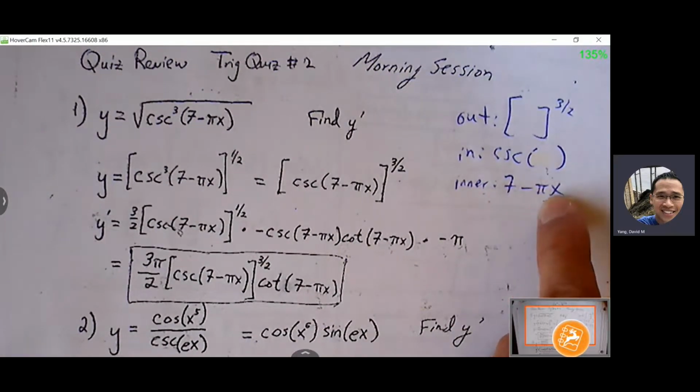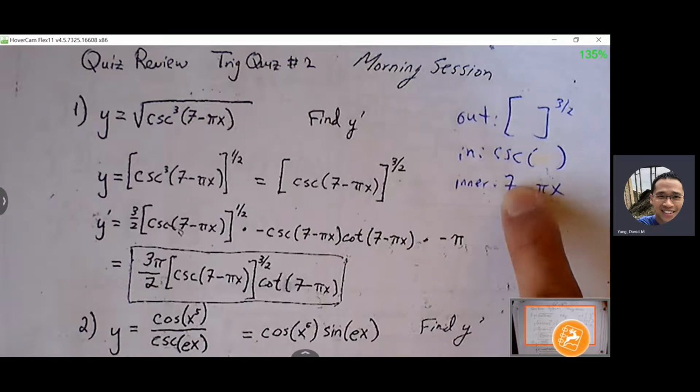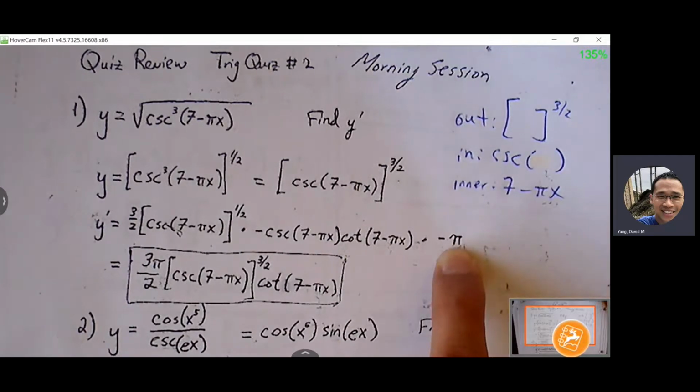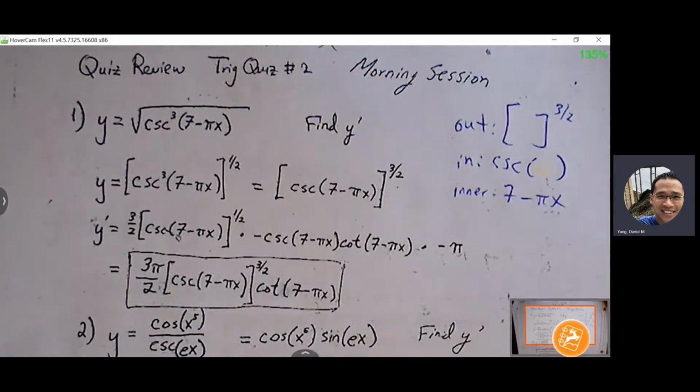And then finally, a separate space to take care of the inner function's derivative. 7 minus pi x becomes 0 minus pi, right? 7 goes to 0. Negative pi x becomes negative pi. So we're left with negative pi. So each derivative is kind of sprawled out. They're all chained together by multiplication. We don't want to insert them inside one another. We want to put them all in their own space.